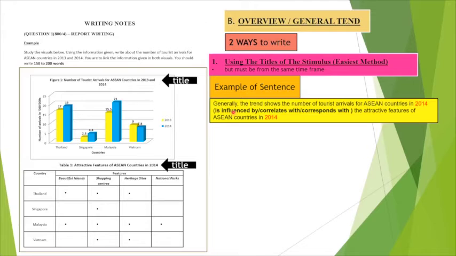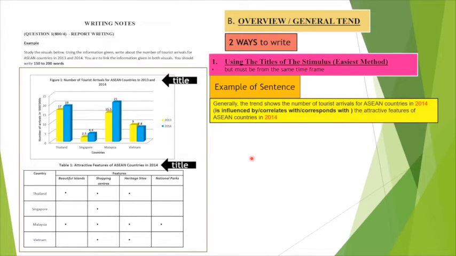Okay, repeat again. Generally, the trend shows the number of tourist arrivals for ASEAN countries in 2014 is influenced by the attractive features of ASEAN countries in 2014. Or you can also say, generally, the trend shows the number of tourist arrivals for ASEAN countries in 2014 correlates with or corresponds with the attractive features of ASEAN countries in 2014.